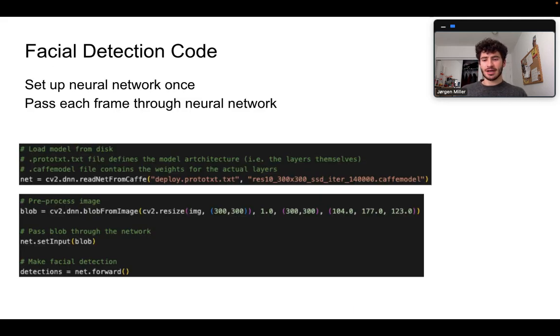In the code, I set up the neural network once and pass each frame through the neural network. You can see here that the neural network is set up. The model, the architecture and weights, are loaded from a file. Each frame is pre-processed and then passed through the network to give the detections.